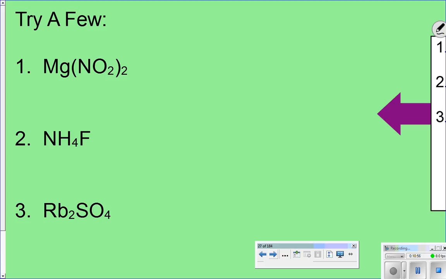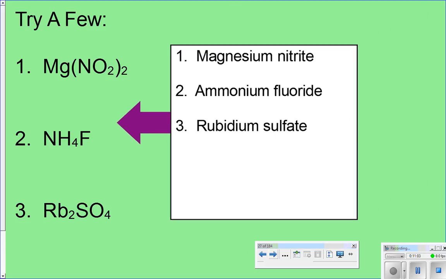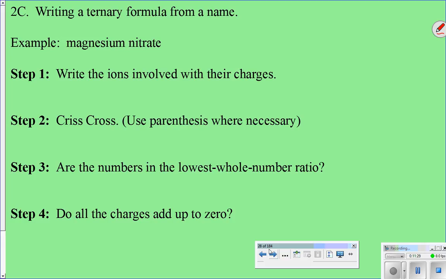Go ahead and try these examples. Pause and I'll put the answers up in just a moment. So you've got magnesium nitrite. That is not nitrate. Be very cautious with this, and the reason is that there is a 2 right here instead of a 3. So it is a nitrite ion. NH4F is ammonium fluoride. We did change the ending because we had something from the periodic table. Rb2SO4 is rubidium sulfate.